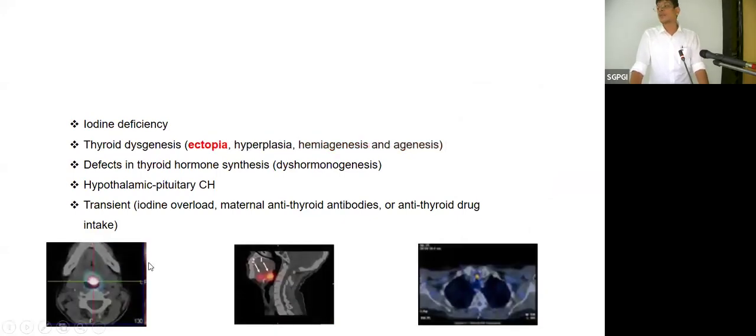And you can have multiple kinds of ectopia. Ectopic tissue can be present in lingual, sublingual, mediastinal, even in thymic regions. So the native gland will not be there, and you will find thyroid tissue elsewhere. You can do SPECT CT. SPECT CT is available with almost all machines, and you can easily make out the diagnosis.